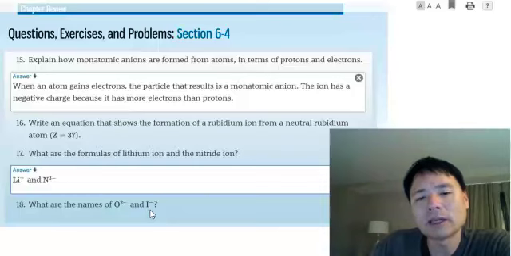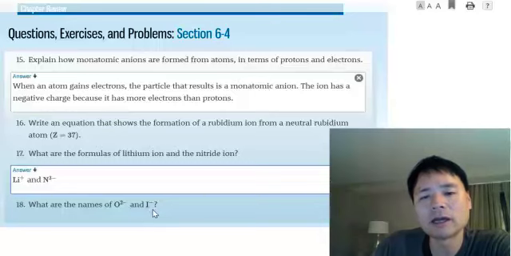Iodine is another monatomic anion. Its ending is going to end in IDE. And so this would be iodide, oxide and iodide. Those are the two there.